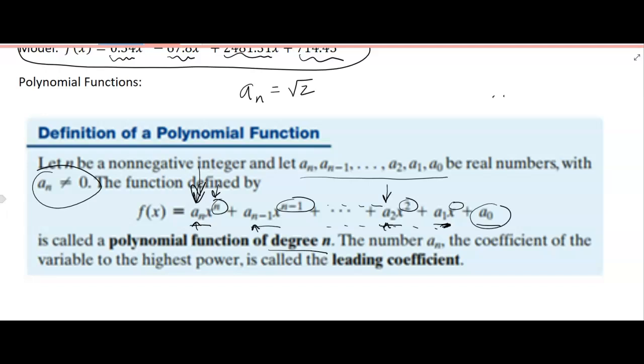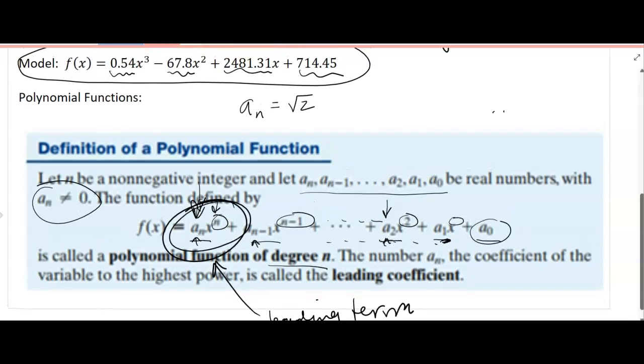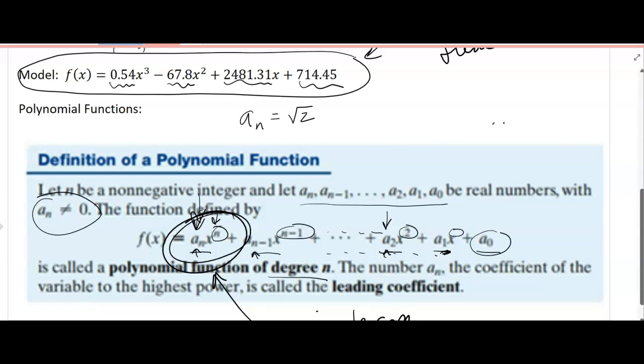And the number a sub n, the coefficient of the variable to the highest power, is called the leading coefficient. This term right here, that's the leading term. And n is a non-negative integer. So this part right here means your exponents can't be negative, and they have to be integers. They can't be like a fraction or something like that.